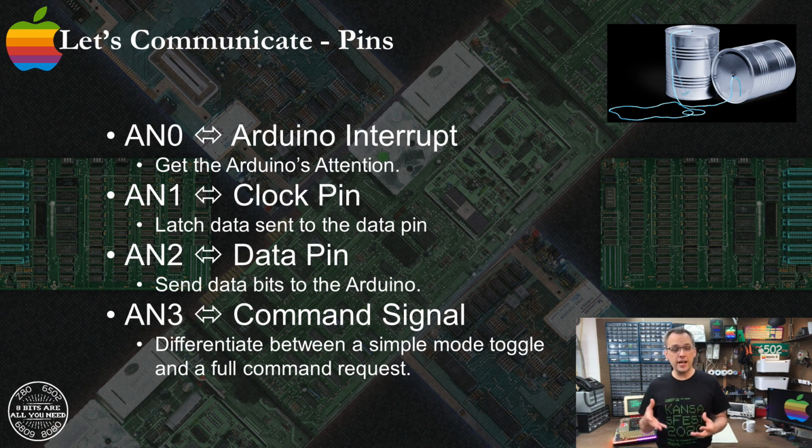Annunciator 2 is the data pin. We use this to actually send data bits to the Arduino. And Annunciator 3 is a special command signal. This lets us differentiate between a simple mode toggle and a full command request.